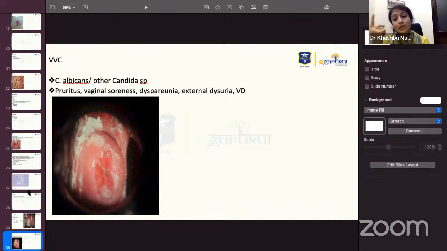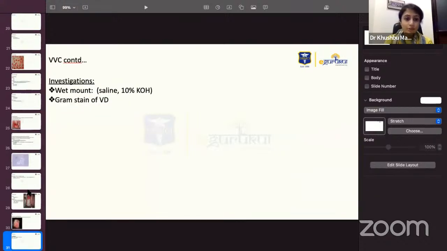So pre-menstrual flare, thick, itchy, dysuria, dyspareunia, and presence of this thick discharge. When you even examine, you see this cottage cheese appearance of the vaginal mucosa, and that's even extending upwards. What do you do for VVC? We do a KOH mount. We try to look for yeast and budding yeast cells and presence of pseudohyphae.